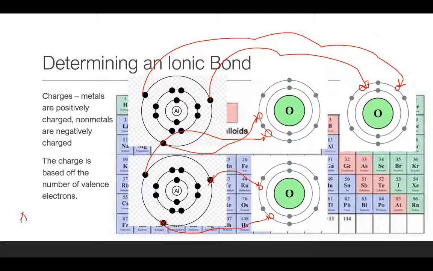So aluminum has a +3 charge. Each of these aluminums lost 3 electrons. Oxygen has a -2 charge. Each of those oxygens has gained 2 electrons, and our chemical formula would be Al2O3, because we need 2 aluminum atoms, 1, 2, and 3 oxygen atoms, 1, 2, 3, to create this compound.